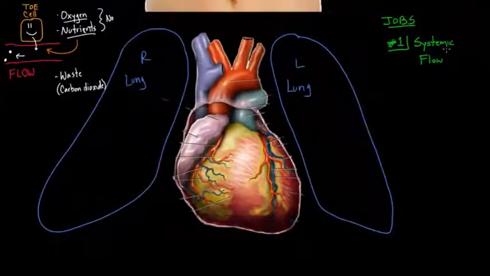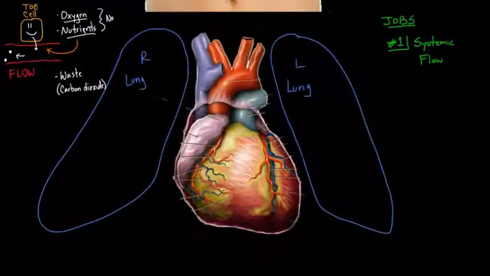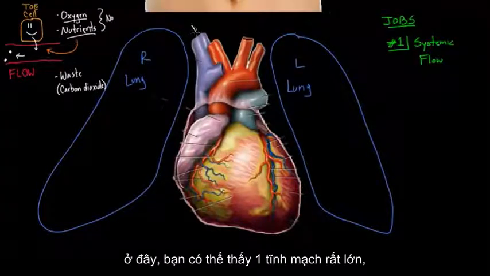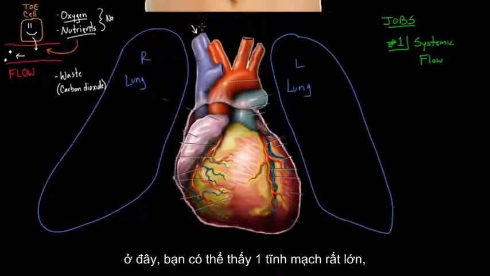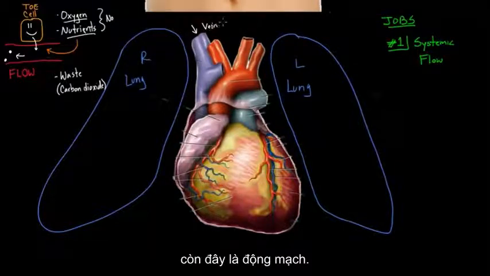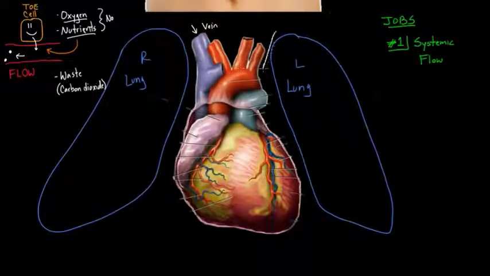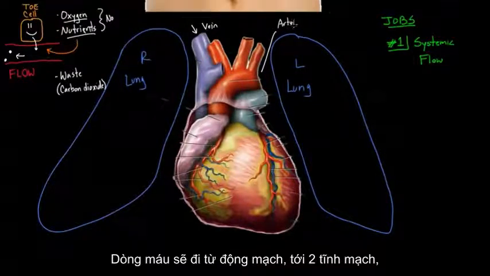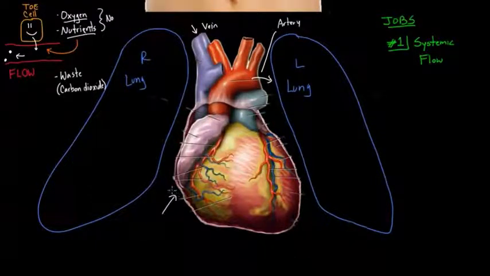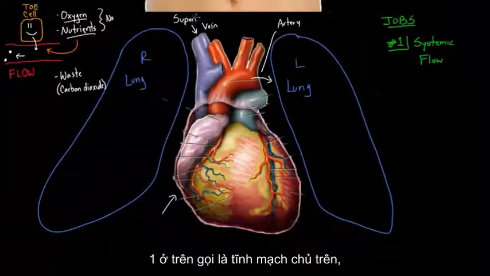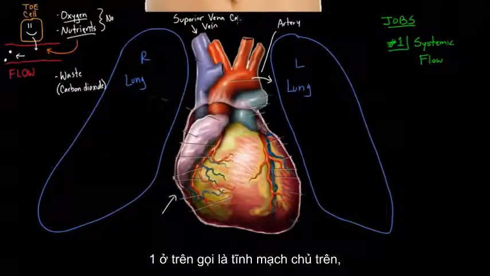Now, exactly how that happens, you can see on this picture. So here you have a giant vein. This is a vein. And you have an artery here. This is an artery. And blood is going through the artery that way, and is coming into two veins. The one at the top is called the superior. Superior just means at the top. Superior vena cava. That's the name of the vein.